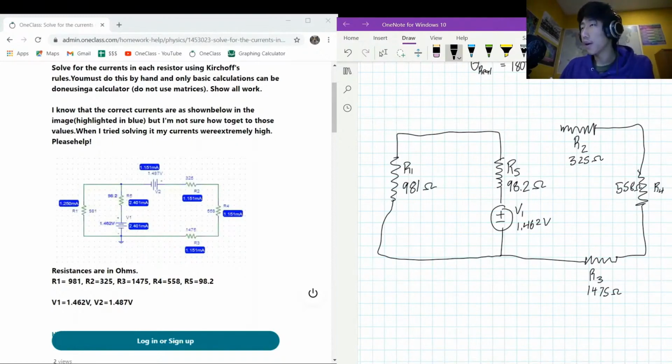Now between there we still have another voltage source like this. I prefer to draw my voltage sources like this because they cannot be confused with capacitors. You know, capacitors are just two parallel lines, and batteries drawn like that can be confusing sometimes. And we know that this is going to be 1.487 volts.